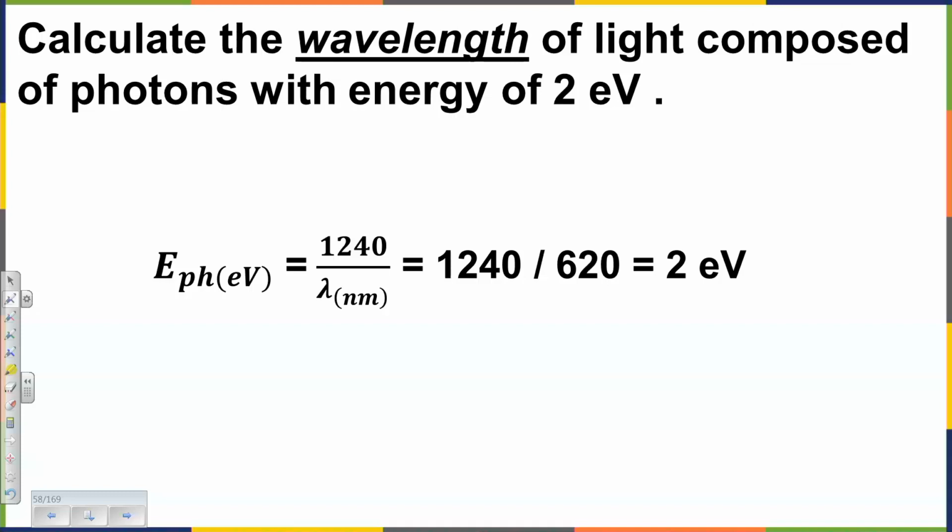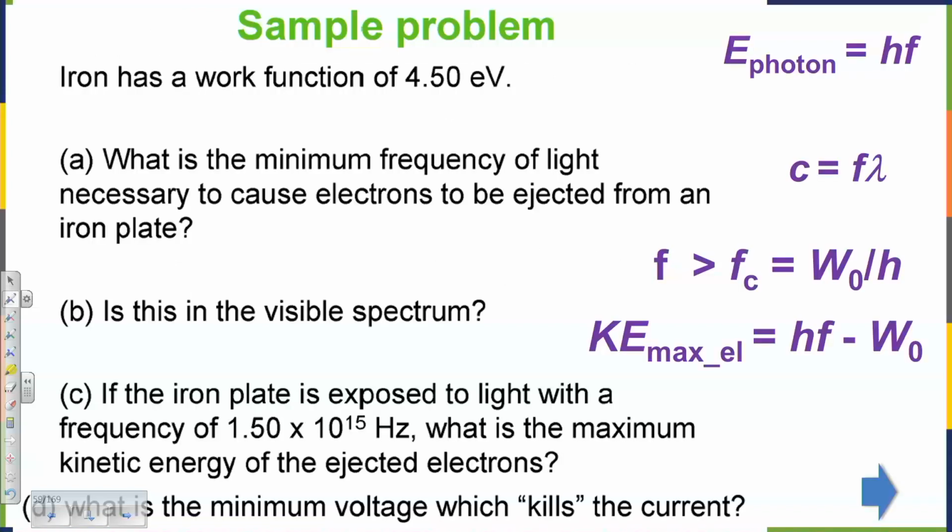Same equation. Same constant, electron volts per nanometers, times nanometers. And well, now we can actually solve a problem. Iron has a work function or binding energy. So that's what we call W naught. Of course, it is always given in electron volts. And of course, we can always convert it into joules. And of course, we can calculate everything.